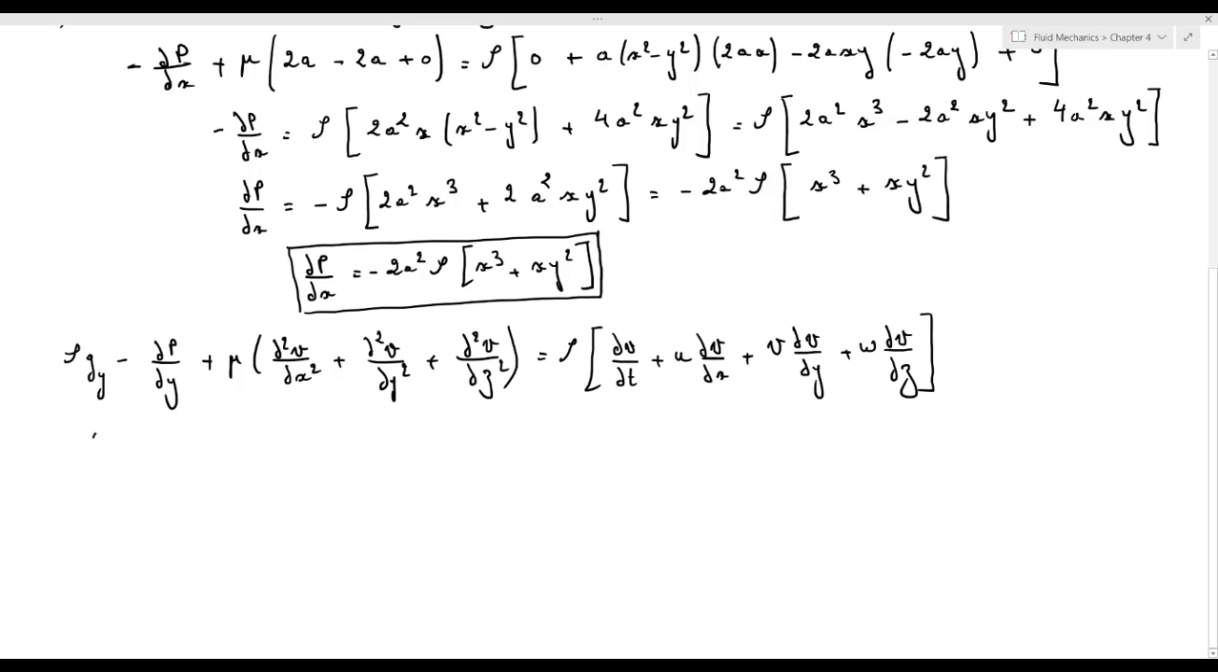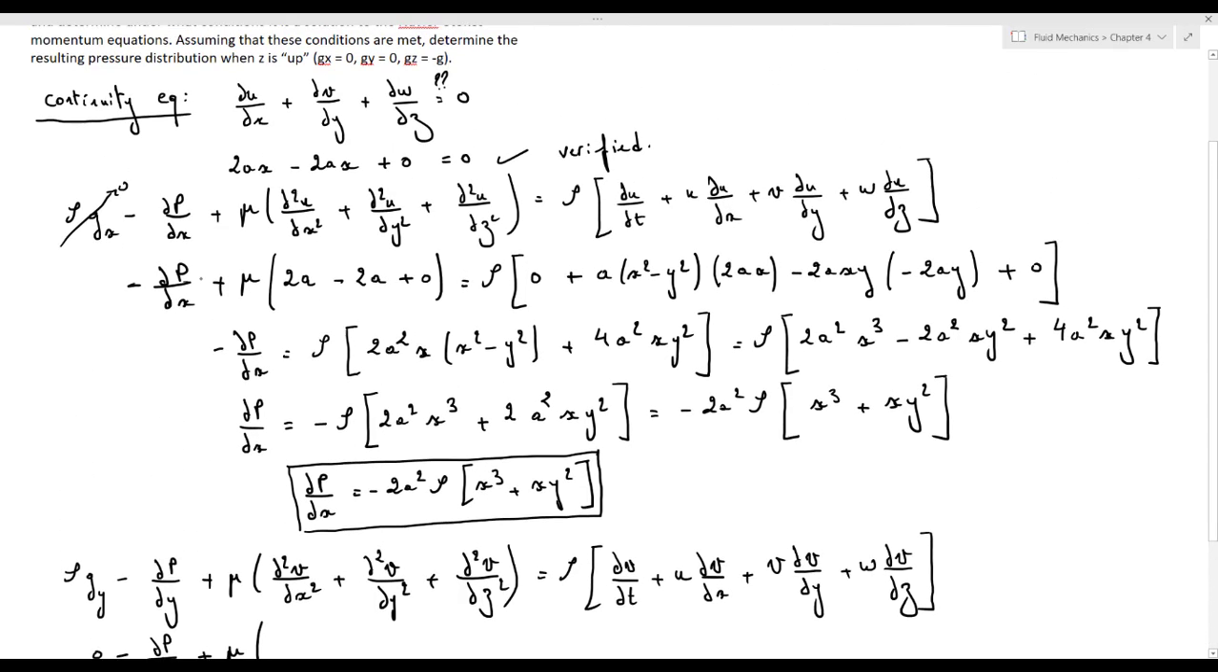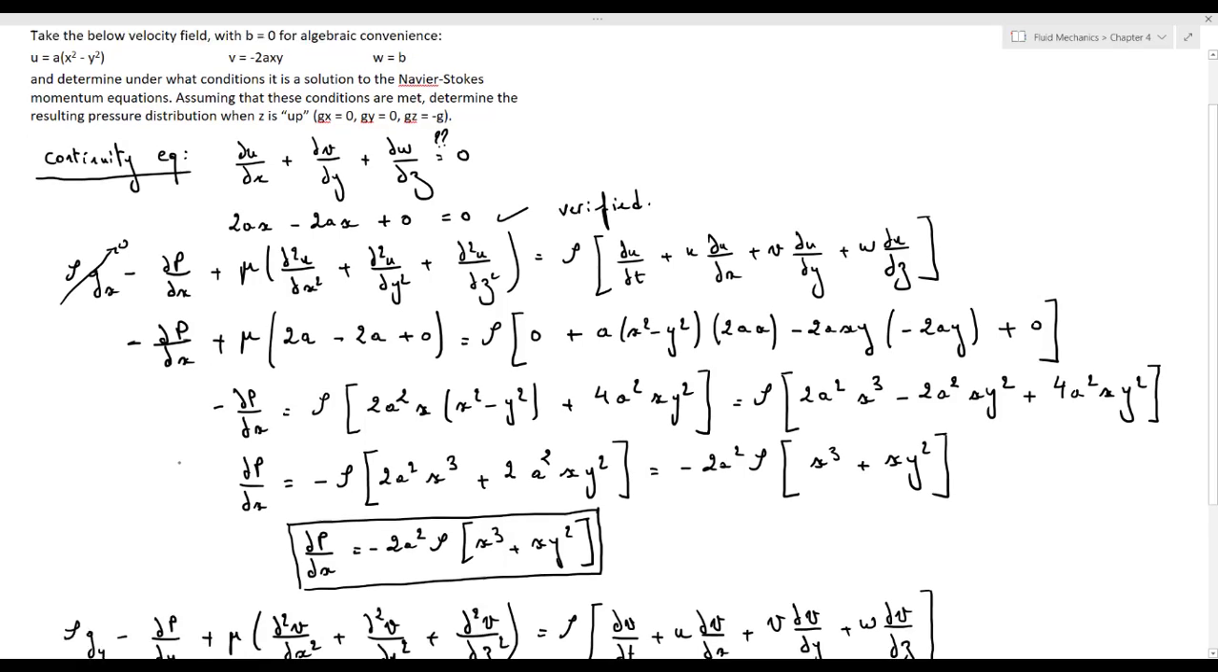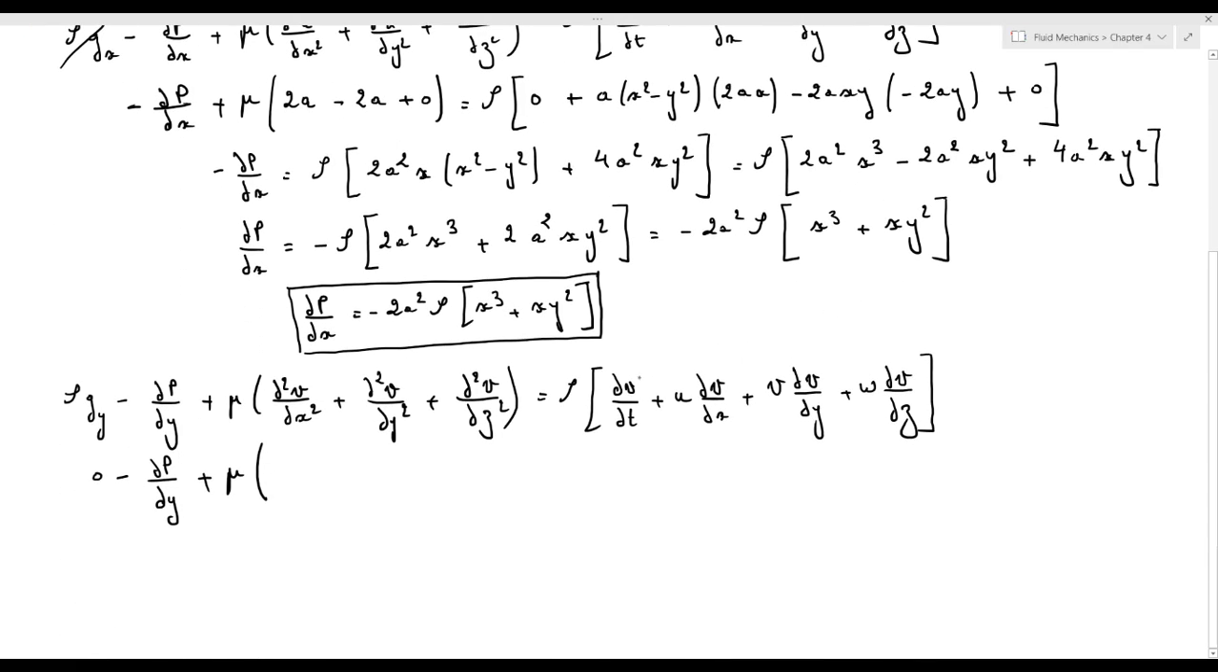So gy is equal to 0, the first term is equal to 0, minus del p over del y plus mu times the second derivative of v with respect to x. So v is minus 2axy, so let's write v here, minus 2axy. So the second derivative of v with respect to x is equal to 0, and the second derivative of v with respect to y is 0, and with respect to z is 0.